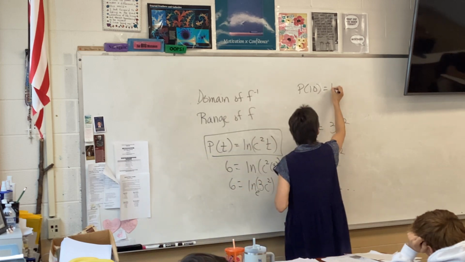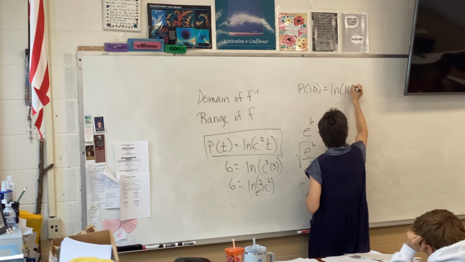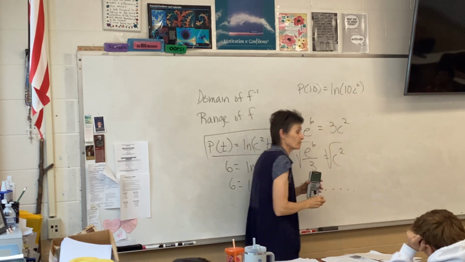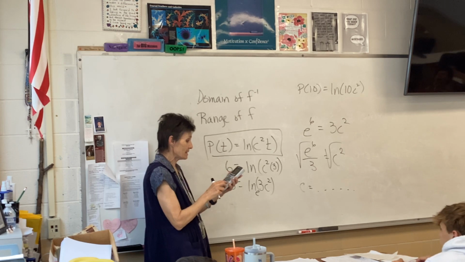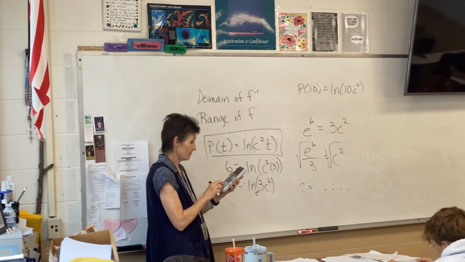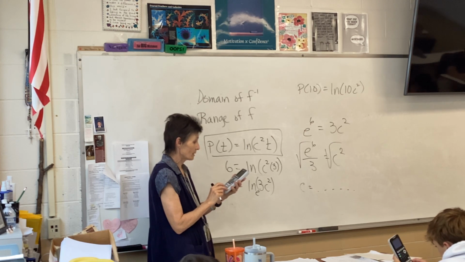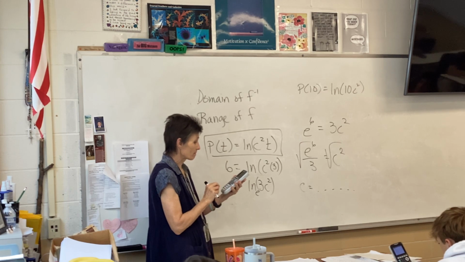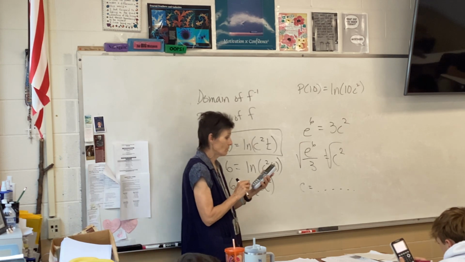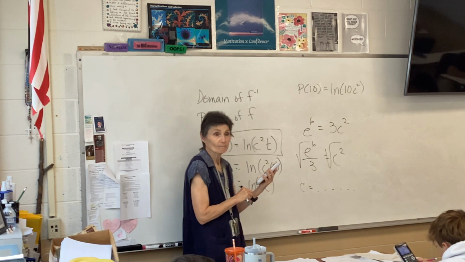So P of 10 will be ln 10c squared. So I'm just gonna take my c and square it, times 10. I'm gonna ln that. I got 7.204. Hopefully that's an answer.